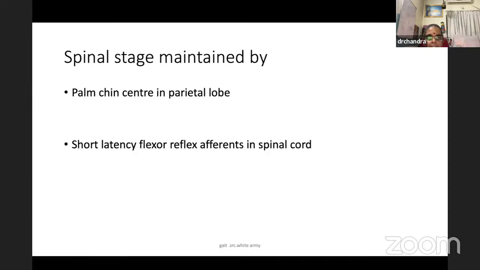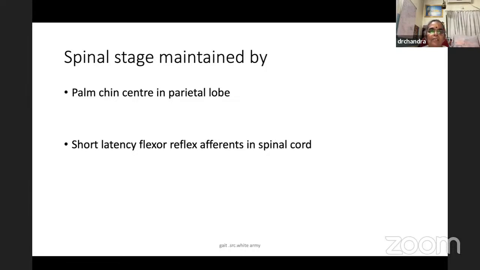And the spinal stage. In the spinal stage, we know that when the child is born, the palm is on the chin and the legs are flexed on the trunk. The palm-chin center is in the parietal lobe. So that is why there is the palmomental reflex. This parietal lobe center is suppressed with the development of will, which happens through the frontal lobe. So when the frontal lobe myelinates, the palm-chin center will be suppressed, the palm will be taken away from the chin, and the thumb will open by 1 month.